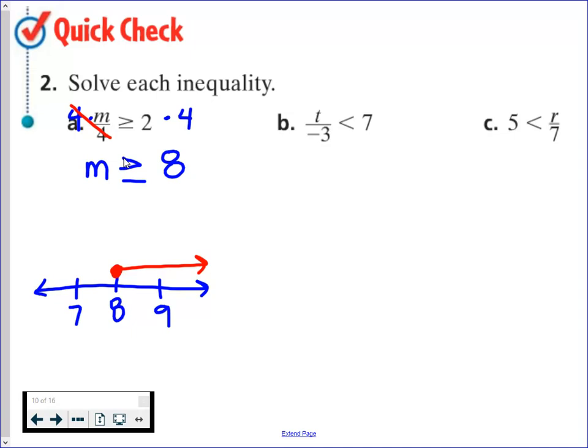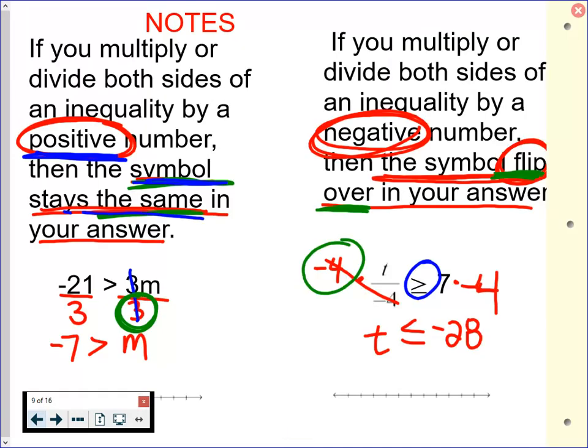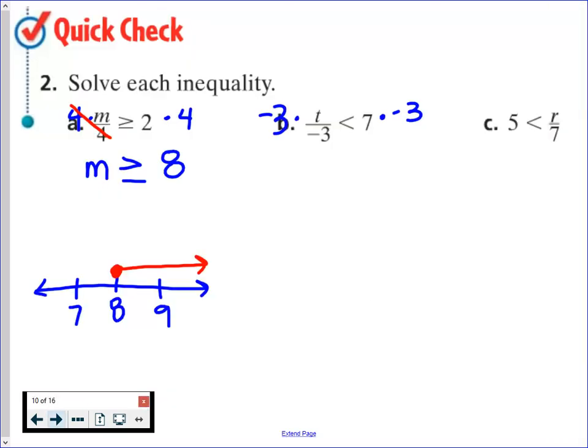This says t divided by negative 3. My job is to multiply by negative 3. Wait, hold up. If you divide by a negative or multiply by a negative, the symbol flips over. Multiplied by a negative, it used to say less than, but the symbol needs to flip over. t comes down, negative 21.